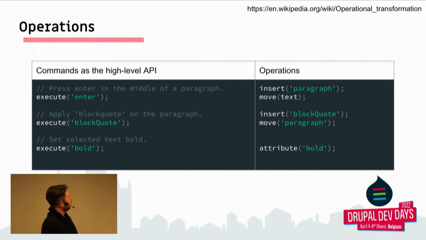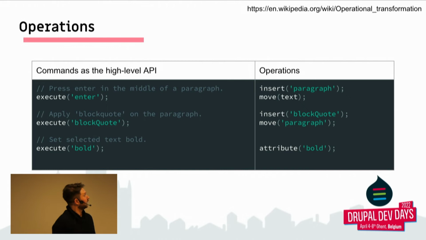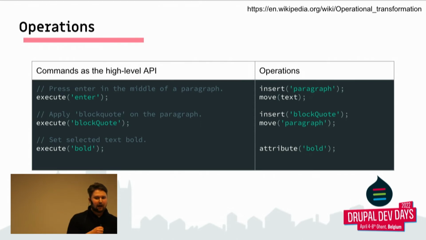So on the left side, we can see a few examples of commands which are acting as the high-level API. We can see that even rudimentary things like pressing enter are handled through these commands. And those commands then in turn trigger these operations. And on the operations level, they sort of figure out in which order certain things should be run. And that is using the operational transformations algorithm to work.